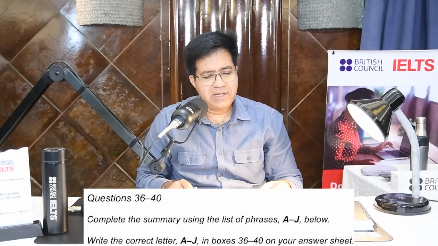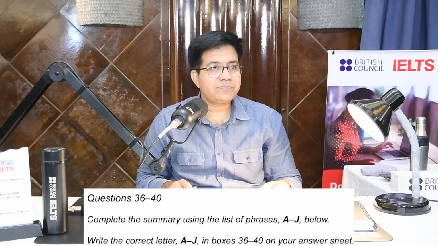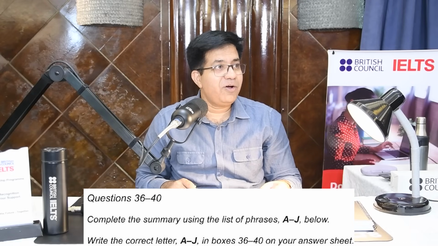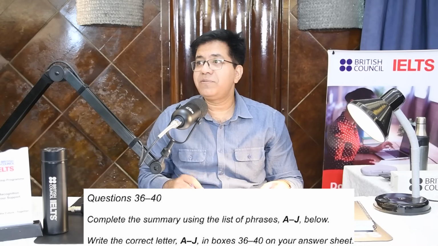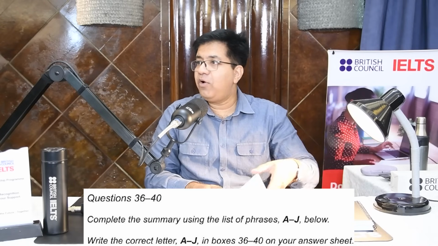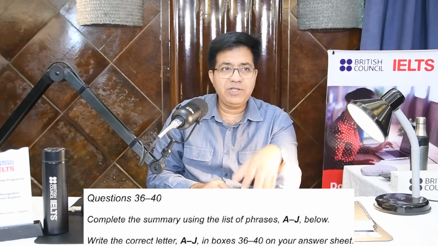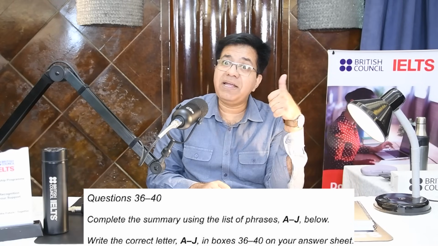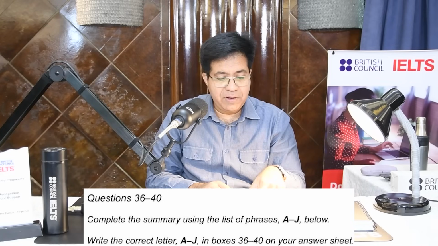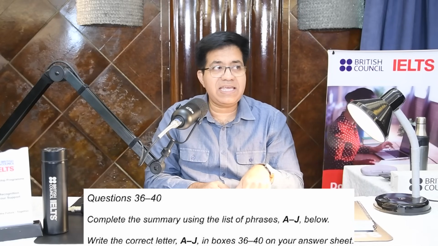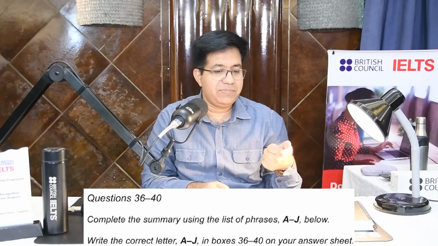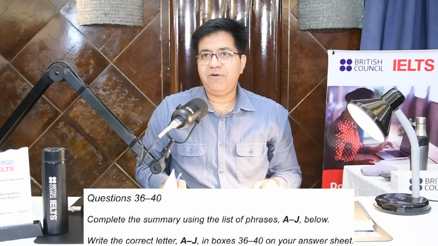And then we have 36 to 40, summary completion, but there is a catch. What is that? Summary completion with a box. They have given a box. If they don't give a box, then it's simple. You find a word from the passage and you write it here. But now you will find a word in the passage, then you will match a synonym A, B, C, D, E, F, G, and then you will write that label. Okay? So where should we start from?